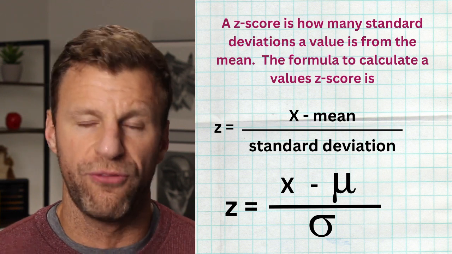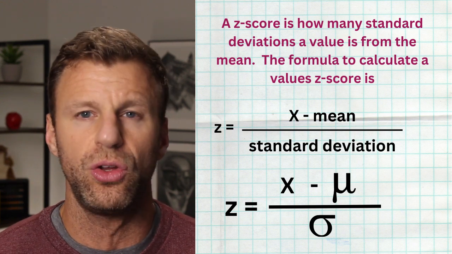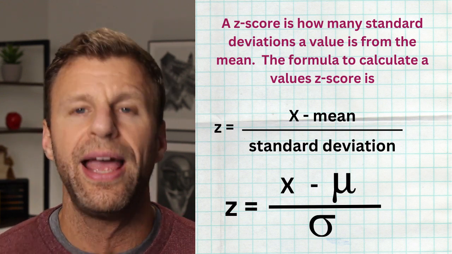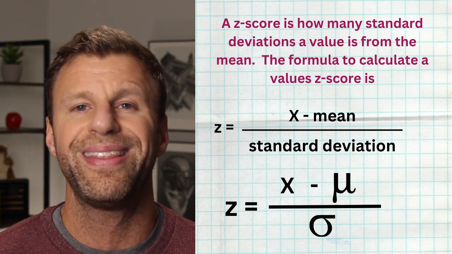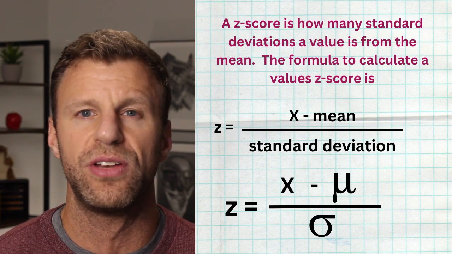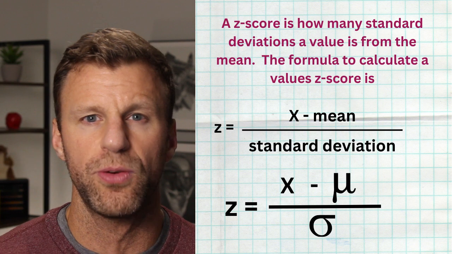So the z-score formula is very simple. We simply take the individual outcome x that you're looking for, we subtract the mean, and we divide by the standard deviation. Make sure you do that in two steps. Subtract the mean first, then divide that difference by the standard deviation. And what you get is how many standard deviations a value is from the mean.